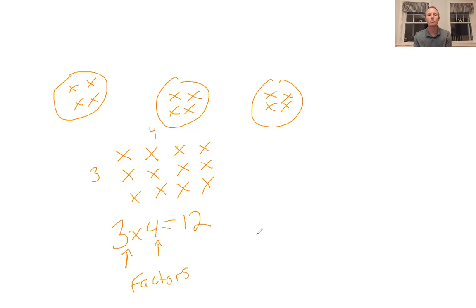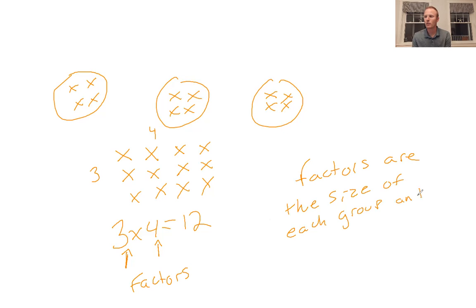So you've already been using factors without even knowing it. Factors are the size of the group and the number of groups in multiplication. I'll write that out for you in a sentence. The size of each group and the number of groups in multiplication.